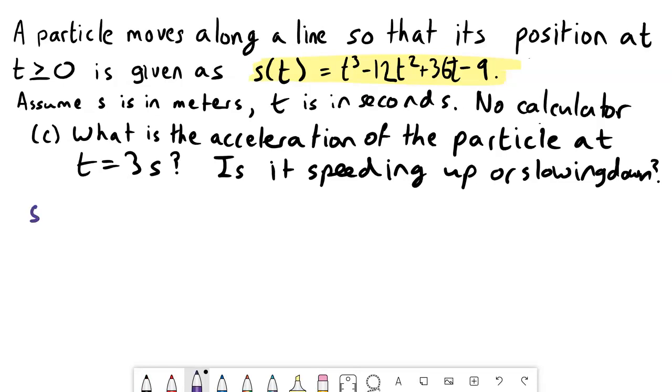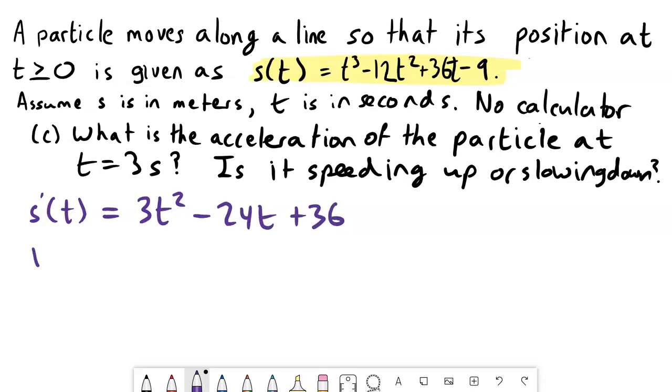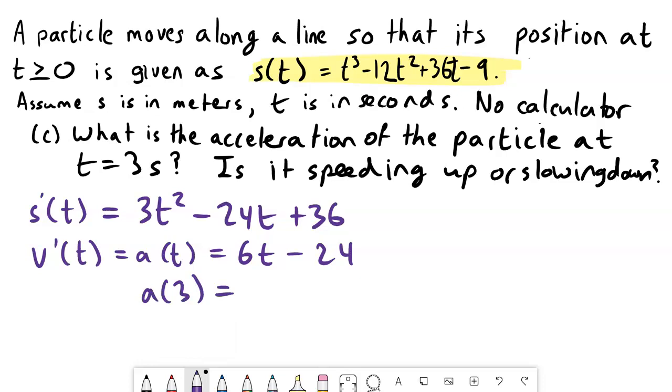So, from the position function, we take the derivative, we get 3t squared minus 24t, right? We've done this many times in this problem already. If we take the derivative of velocity, we get the acceleration, which is 6t minus 24, right? Power rule. So what is the acceleration at t equals 3? Is it speeding up or slowing down? So we just simply plug in 3, right? We get 18 minus 24 equals negative 6. However, we're not done here.